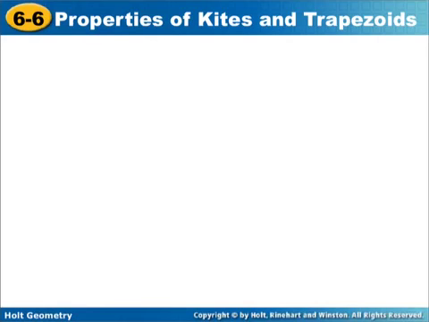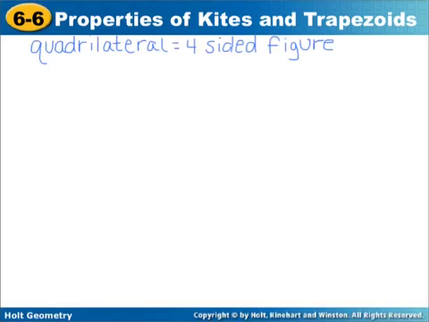Hi everyone. Today we are talking about kites and trapezoids, which are two more types of quadrilaterals. These quadrilaterals are different from the last set of quadrilaterals we talked about. First of all, remember quadrilateral is any figure that has four sides. Okay? So any shape that has four sides we can call a quadrilateral.